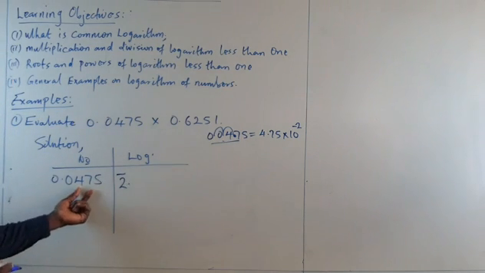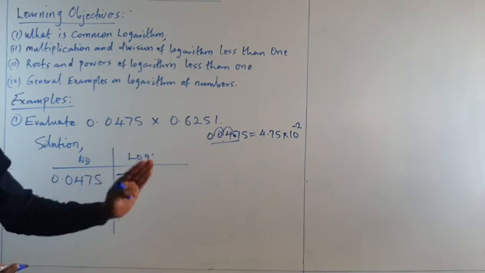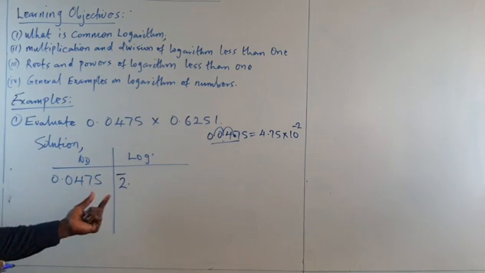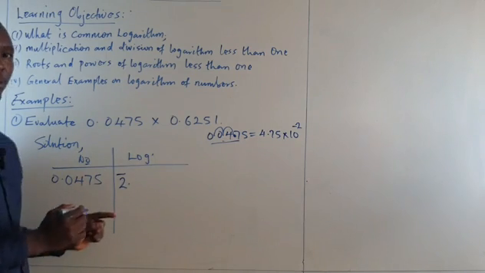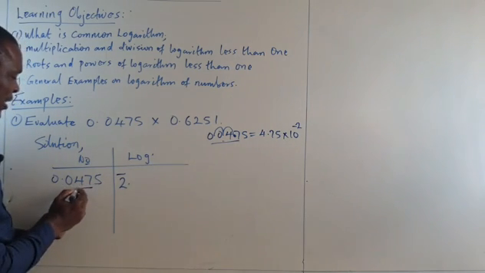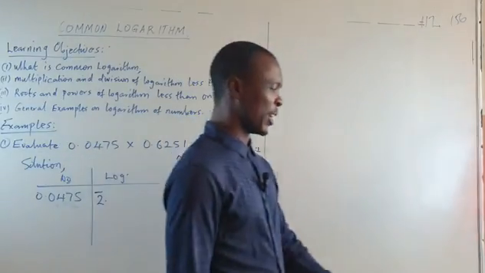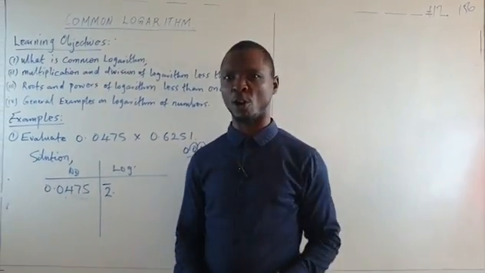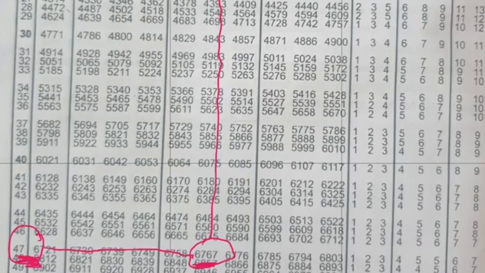So now to get the Mantissa part, which is the decimal part, we are going to make use of our 4-figure table. And we are going to check from the 4-figure table the logarithm of 47 under 5. So the next stage is to get the Mantissa part from the 4-figure table. So we are going to look at logarithm of 47 under 5.